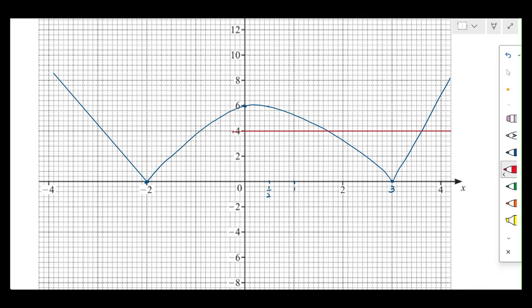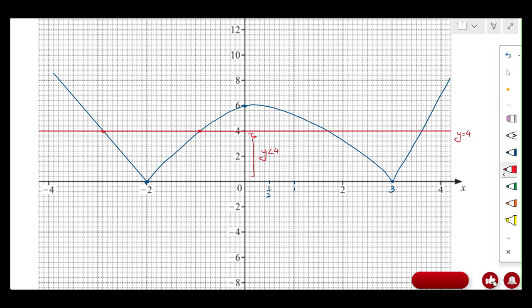Okay, this is y equals 4, and let me extend this line on the other side as well. So this is the line y equals 4. We need to figure out when y is less than 4. These are the set of values when y values are less than 4. At what point is it less than 4?